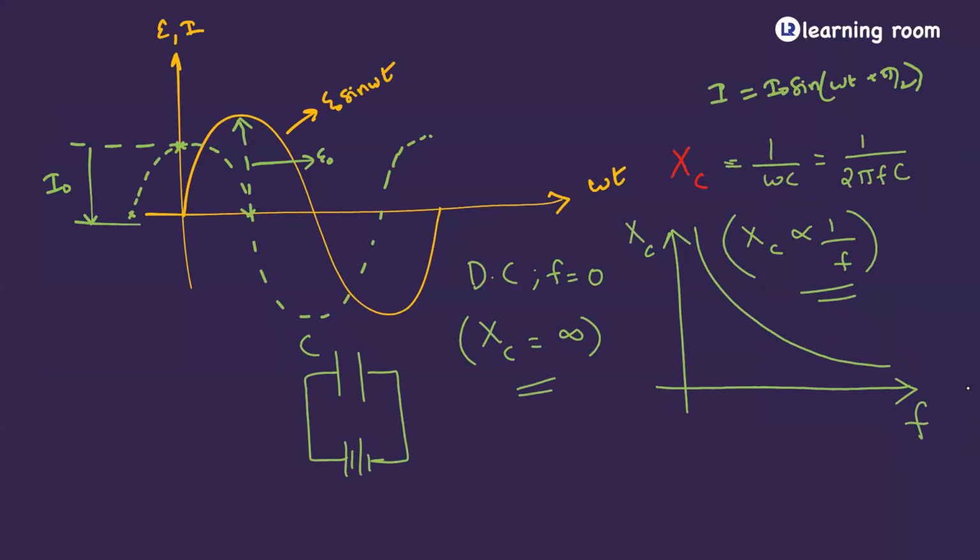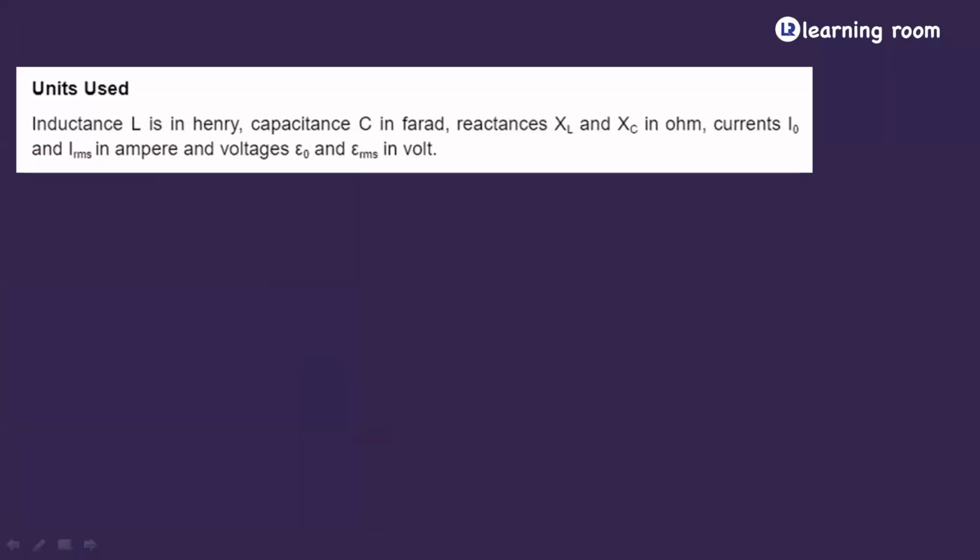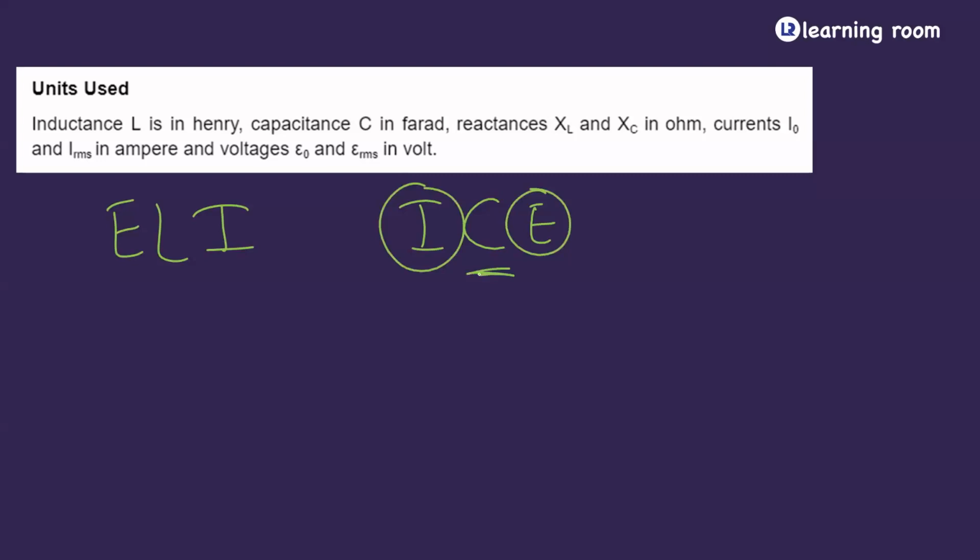What he is saying is actually a good idea, because this current leads and lags will come, no? ELI, ICE. So whichever is leading, if you remember it like this: current leads the voltage in the case of a capacitor. EMF leads the current in the case of an inductor.